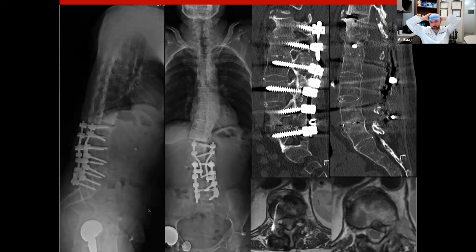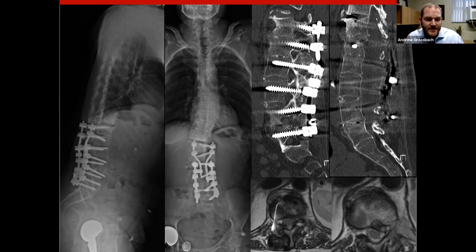When you see a fusion on CT, is it as good as bone? Is it as solid as regular bone? I just don't feel like it is. It doesn't matter how fused it is. I don't know. What does everybody think? I know it's maybe an unanswerable question. It's a great question.